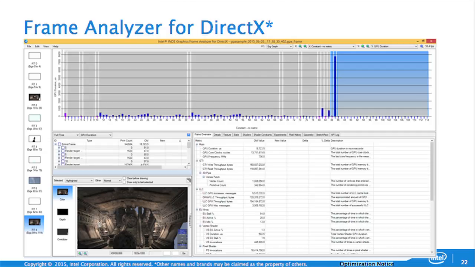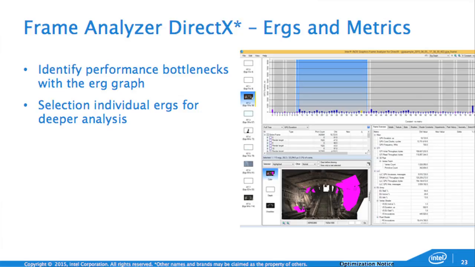So this is what Frame Analyzer for DirectX looks like. The OpenGL version, obviously, since OpenGL is slightly different, has a slightly different workflow, but the elements are very similar, and the functionality will be nearly identical. There's a lot in this tool, so we'll take it one little piece at a time, just to give you an idea of what it looks like.